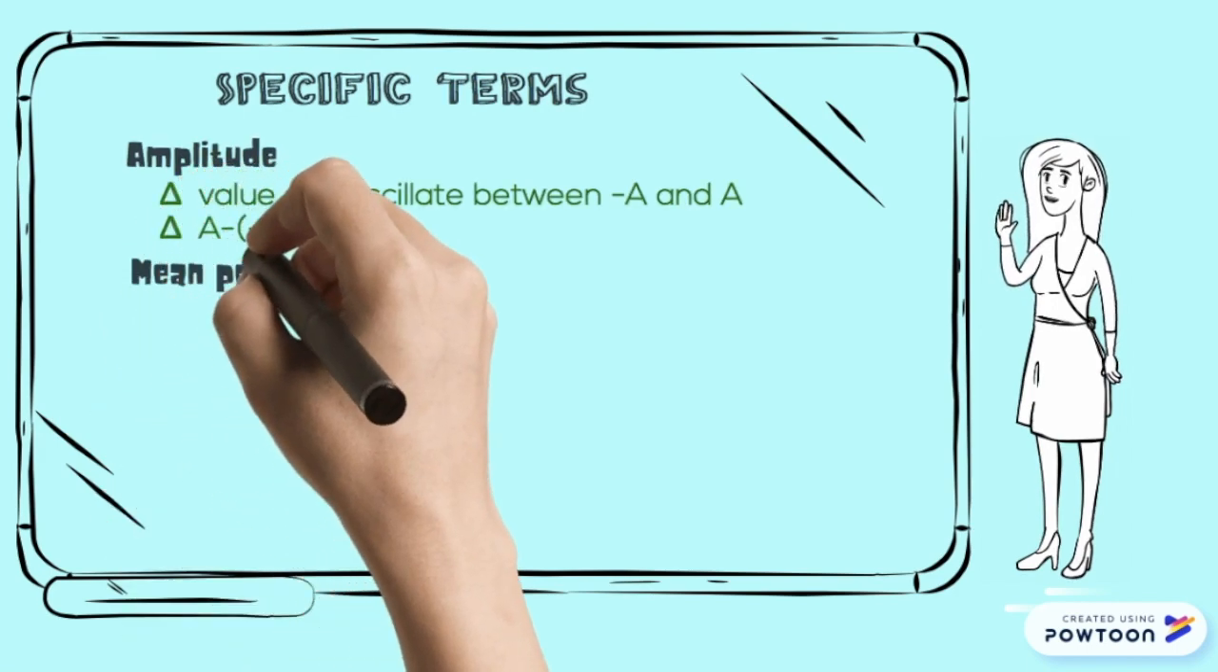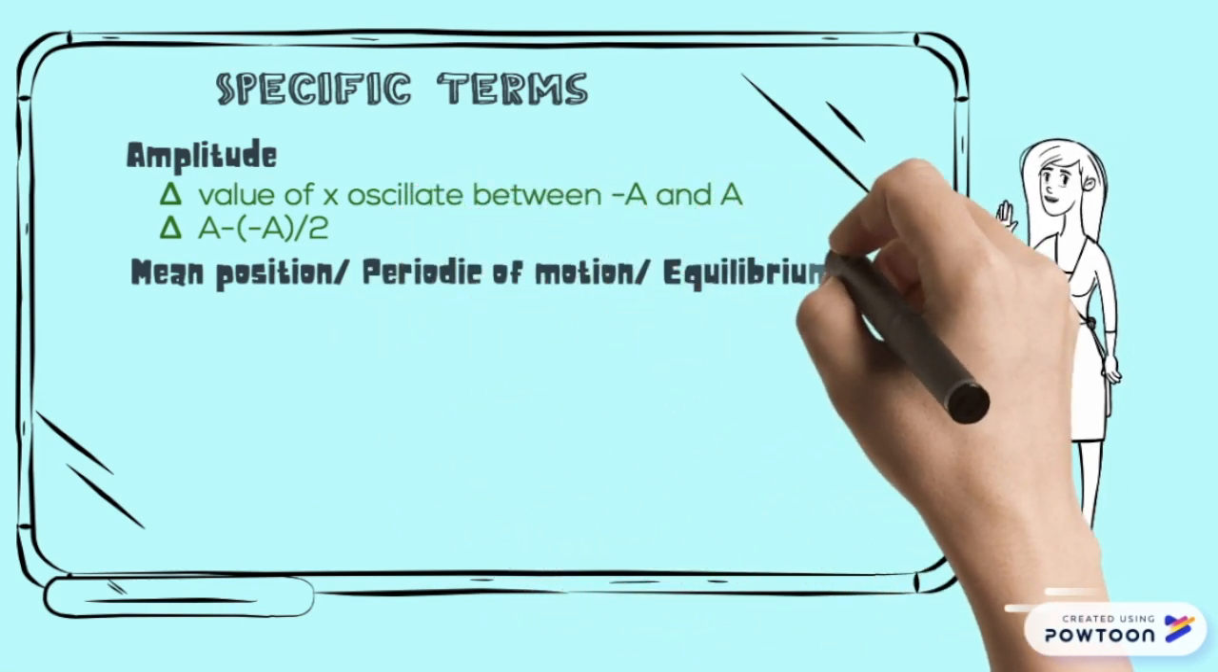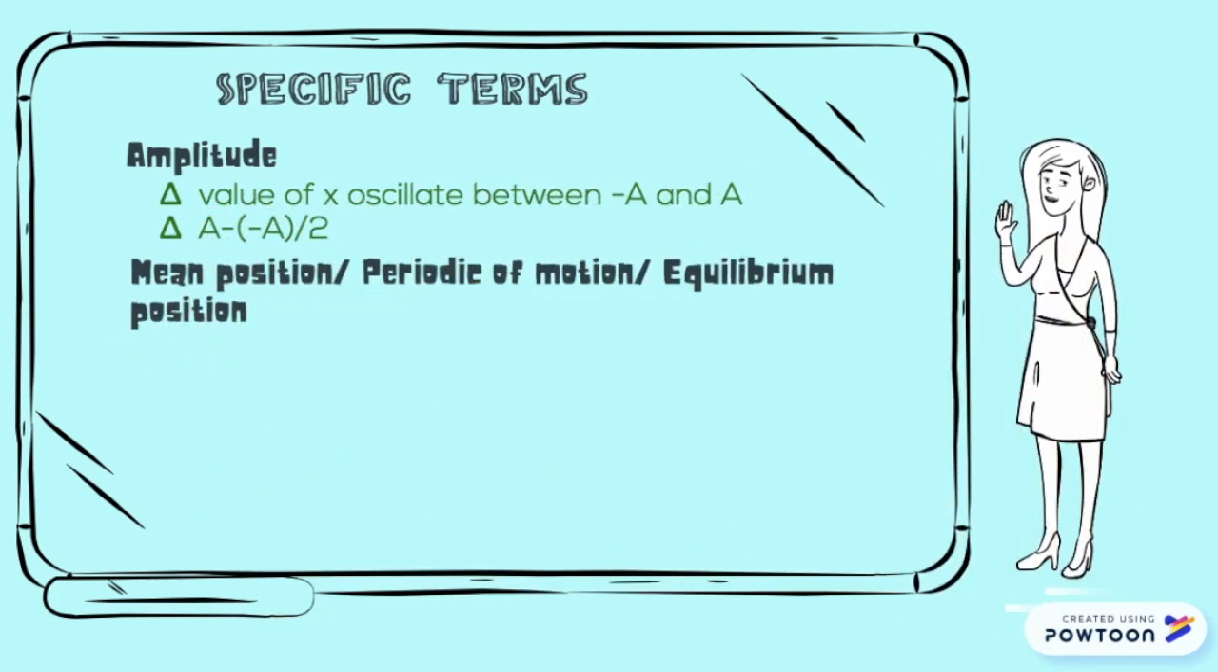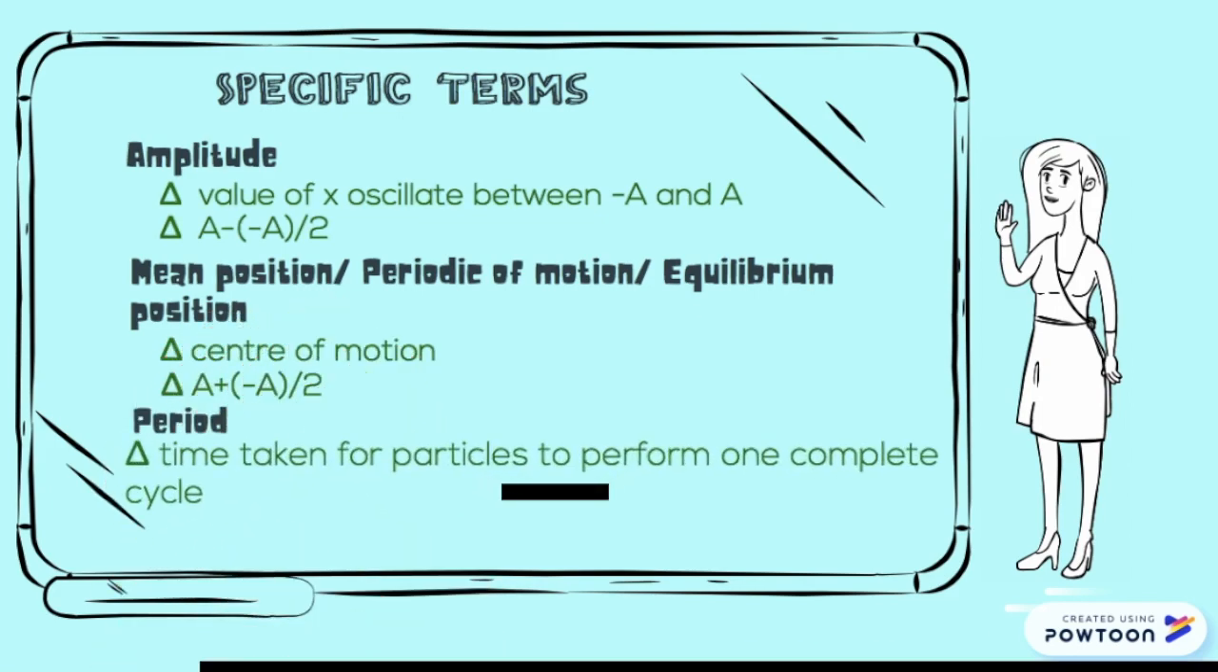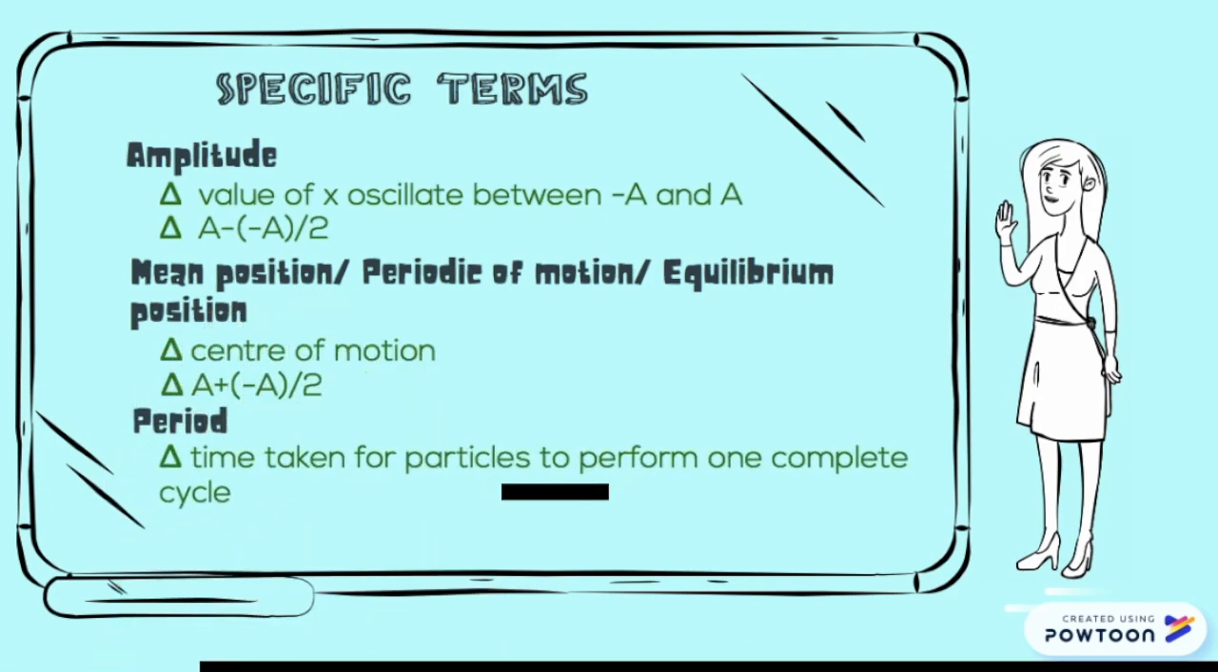Next, we also have the mean position, which is considered the center of motion and the equilibrium position. You find it by adding A and negative A, divided by 2. Next, we have the period. Period is the time taken for a particle to perform a complete cycle, and to find it, divide 2 pi by k.